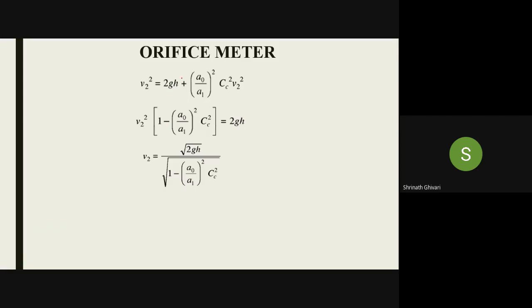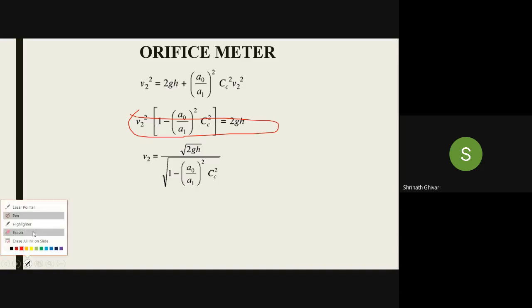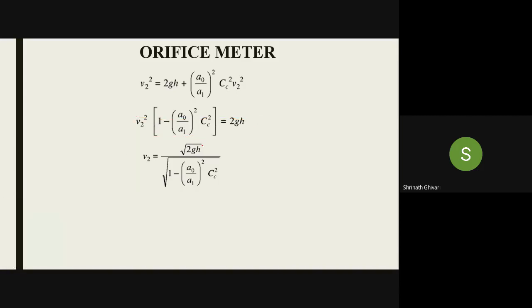So the first equation was what? I have substituted the value of V1 in V2. So we got this equation. It was like V2 square root of 2GH and everything. I have taken this out and then I have done it like this, to simplify it in an easier way. Fine. So V2 equal to square root of 2GH divided by square root of 1 minus A0 by A1 whole square into Cc square.